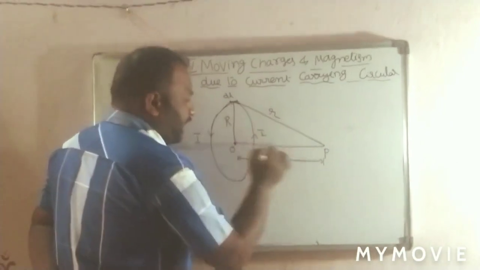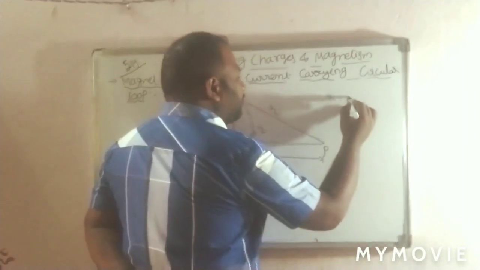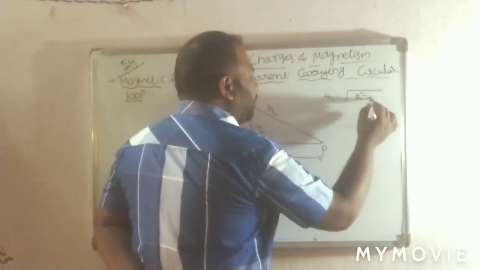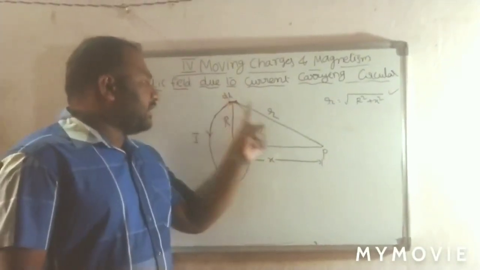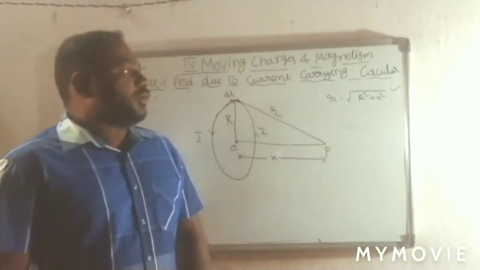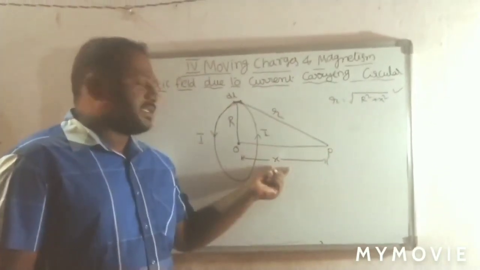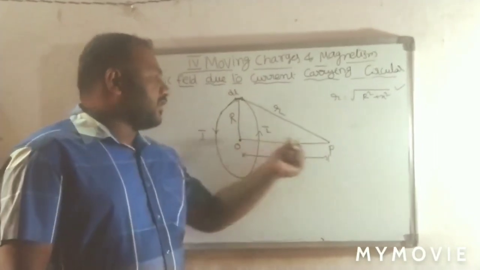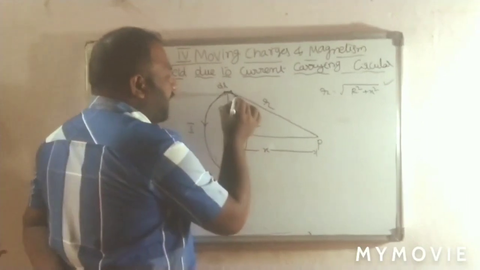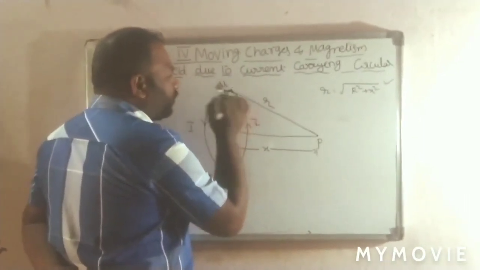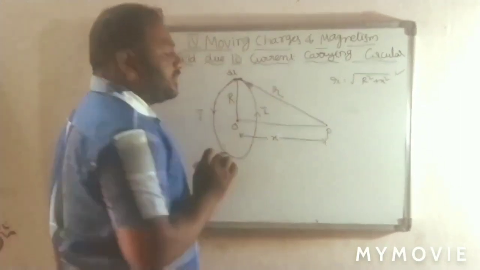And here it is a right angle triangle. In this right angle triangle, what is the value of r? r is equal to root of capital R square plus x square. First remembering point: the distance between the current element and point P is root of capital R square plus x square, that is the radius square plus the distance between the center of the coil and the point P. And next, the angle between the circular loop and small r can be taken as theta.